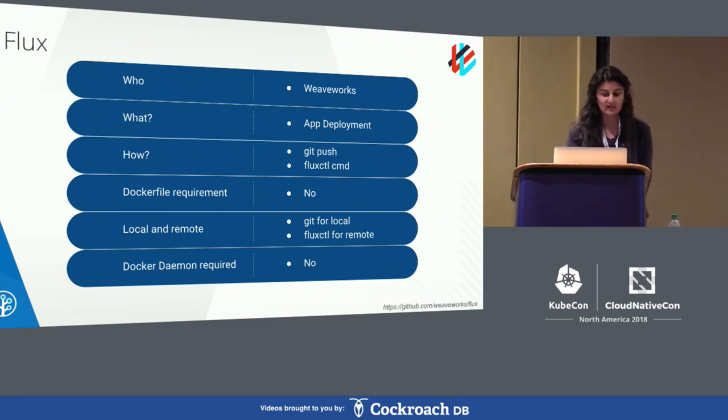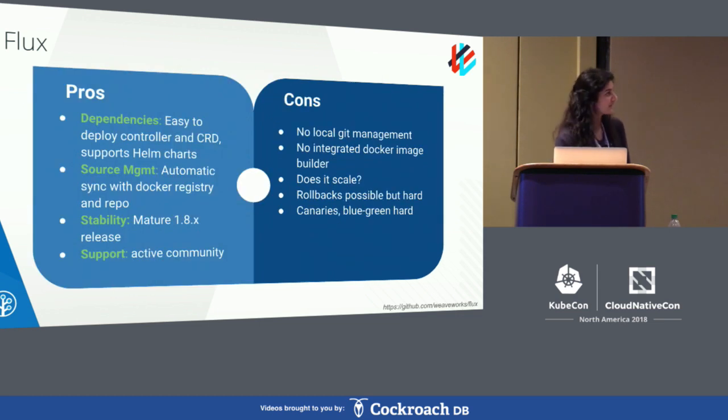It's a deployment tool, and basically you use git push or the Flux CTL. It has its own CLI. To apply these changes, you don't need Dockerfiles because it is not an image building tool, and you use git for the local changes, and you use the Flux CLI for the remote changes. You don't need the Docker daemon, obviously, because it's not an image building tool, but you can combine this with any of the tools that Rico mentions later.